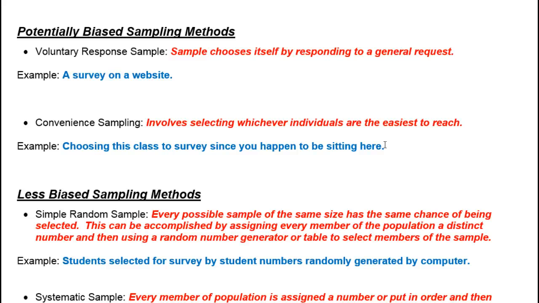Voluntary response sample. Voluntary response is where the people who are taking the survey, in some sense, chose themselves to be in the sample. So one example is if you just post a survey on a website. People that go to that website, and it pops up, here's a survey, anybody who wants to take it, that's going to be voluntary response, because you can just X that out. You don't have to take the survey, so people take the survey if they feel like it.